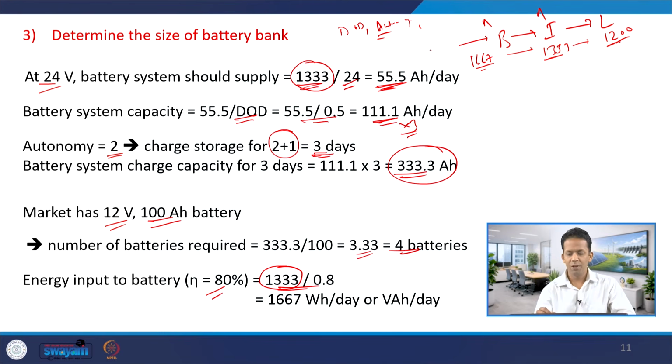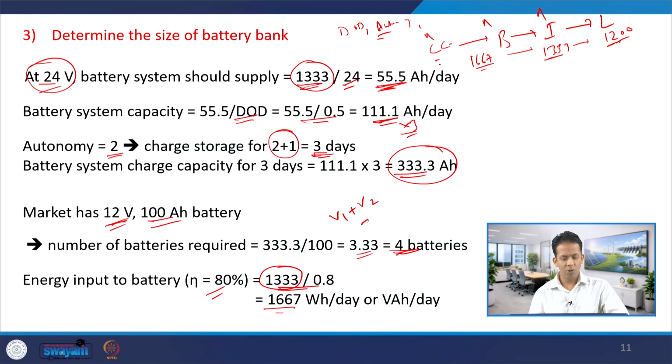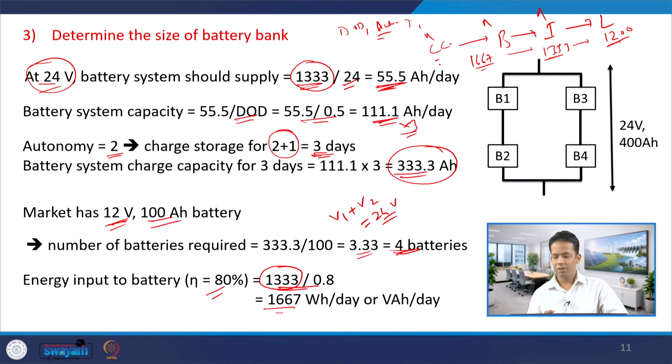Now before battery there will be the charge controller, okay, it will depend on the efficiency of charge controller, like what is the number here. Now so we have calculated that what we need is 4 batteries and energy input to battery is 1667. But now with these 4 batteries, how are we able to get a 24 volt system? Because each of these batteries are 12 volt. So obviously if we connect 2 batteries in series, the voltage would be V1 plus V2, that is 24 volt, and then those 2 strings can be connected in parallel, something like this.